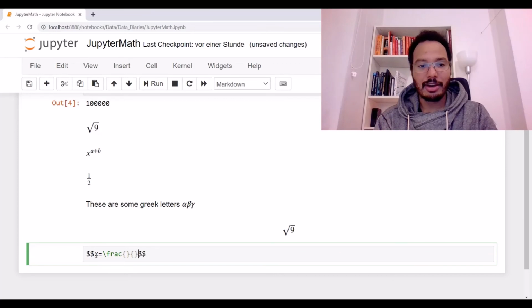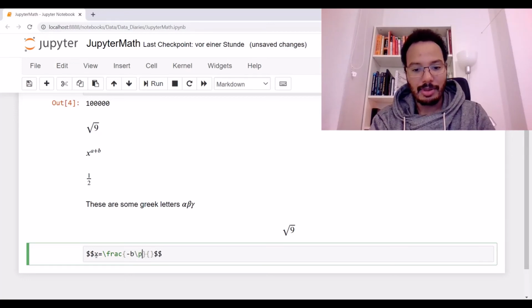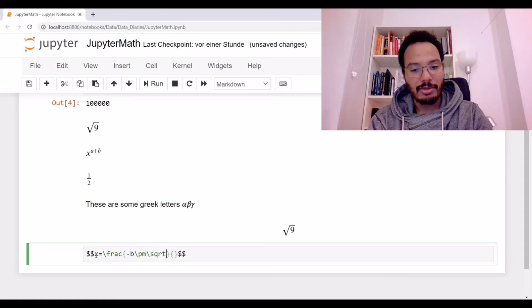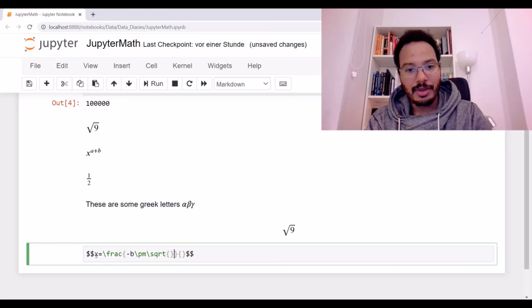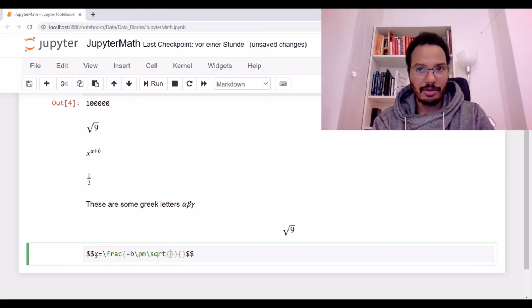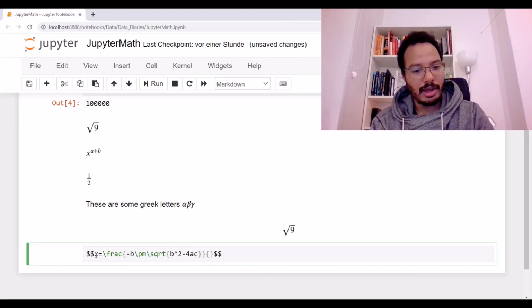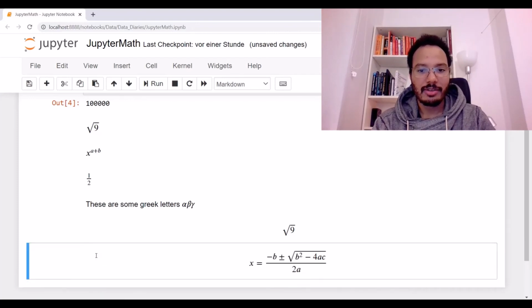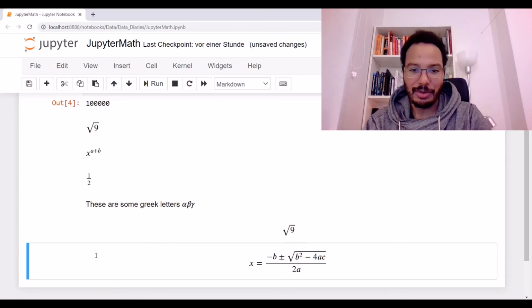So we have a fraction surrounding everything, and we start with minus b, and then we go plus minus. This is the shortcut for writing up the plus minus sign. Going for square root, opening the curly braces again. Inside the curly braces, we have b squared minus 4ac. This should be it. And at the bottom, we have 2a. And now let's see if it actually works. Bam! There we go. It worked right away.